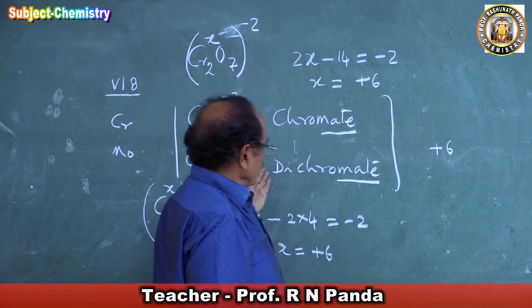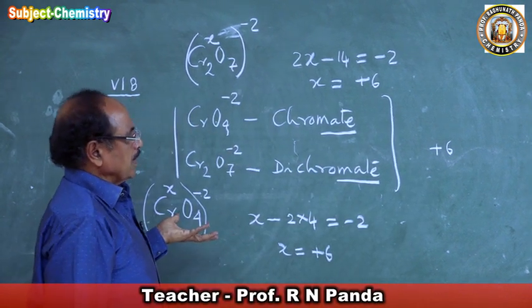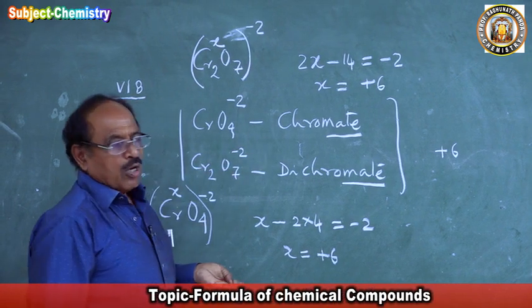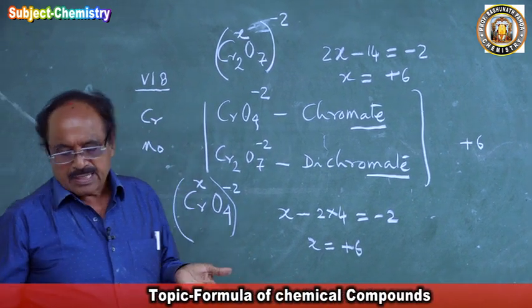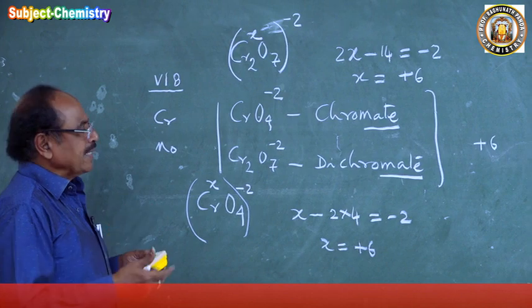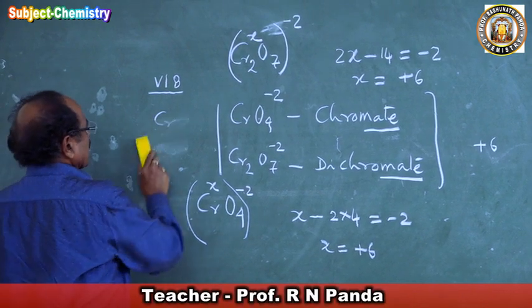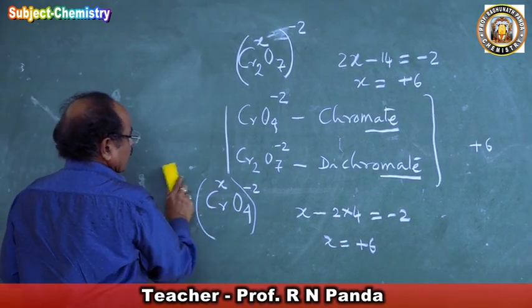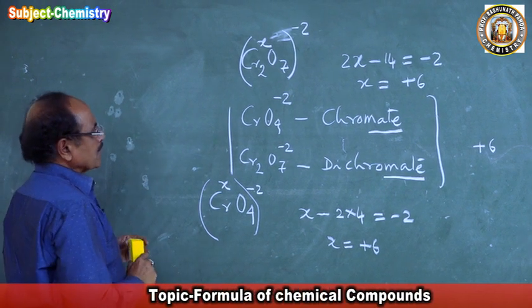So two chromium. So this type of formation is called polyacid formation. This is called polyacid formation. We will be reading it when we read acids, bases, salts. Then we will discuss that. So here chromium forms this.